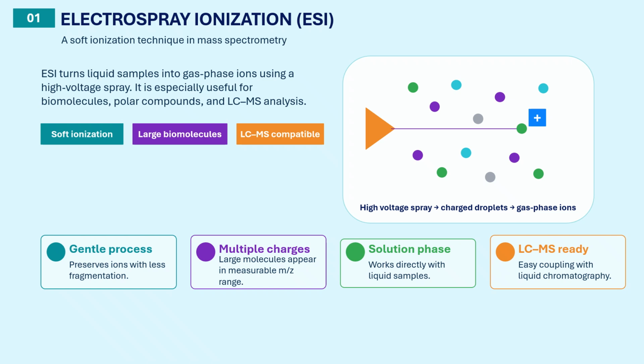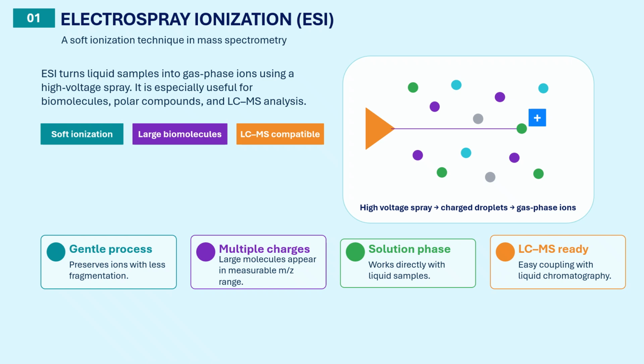Hello everyone, welcome back. In today's lecture, we are going to start a new topic, electrospray ionization, commonly written as ESI. ESI is a very important ionization technique used in mass spectrometry. It is known as a soft ionization technique, which means it can convert molecules into ions without breaking them into too many fragments.